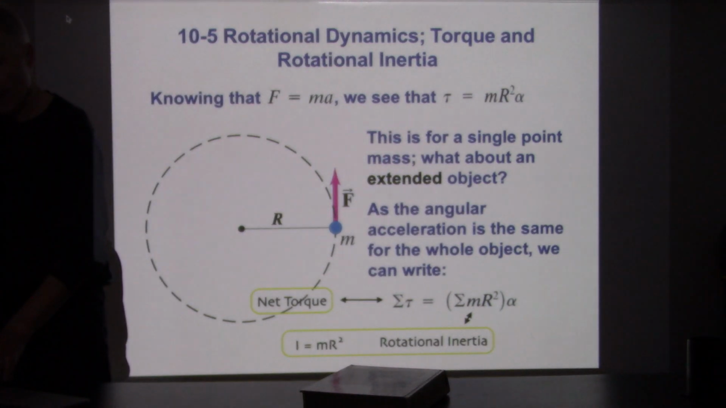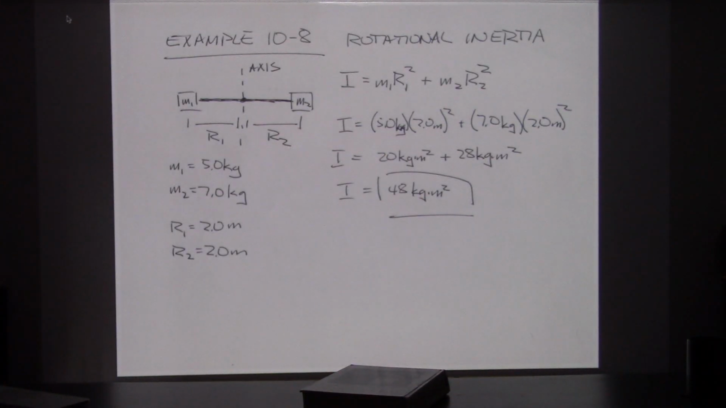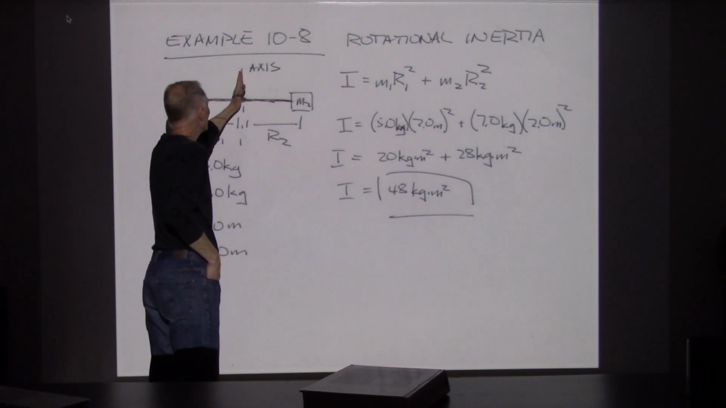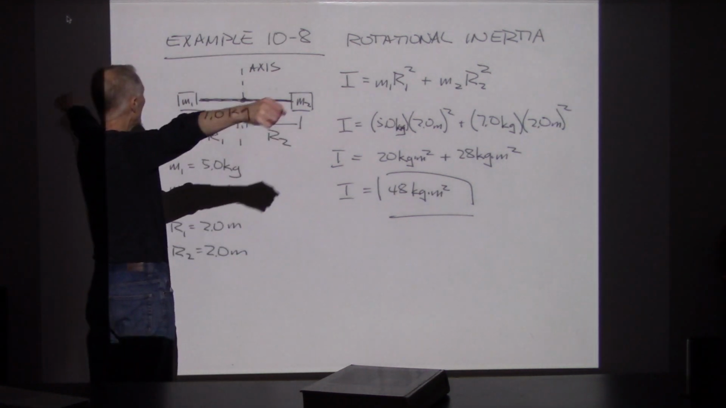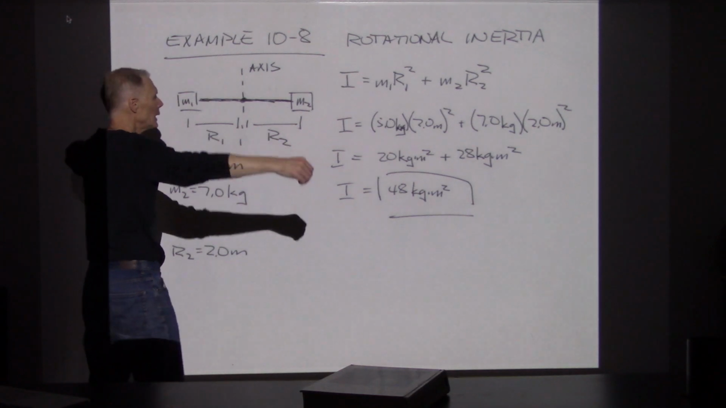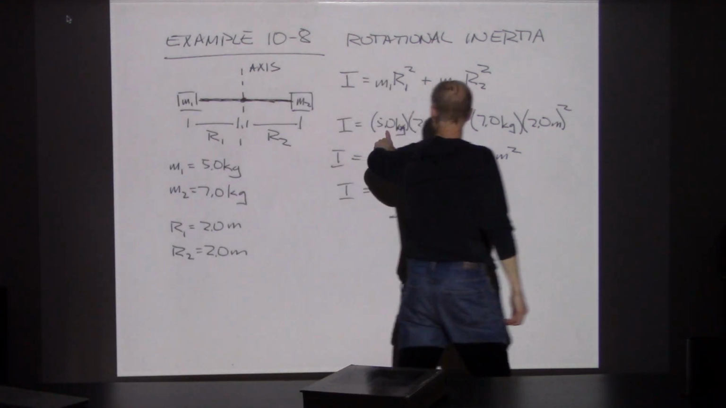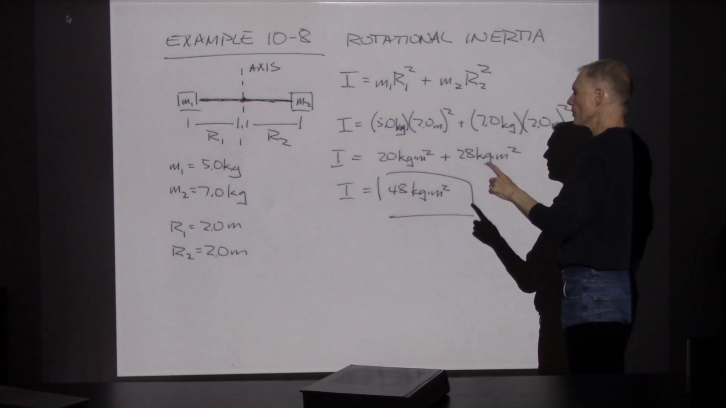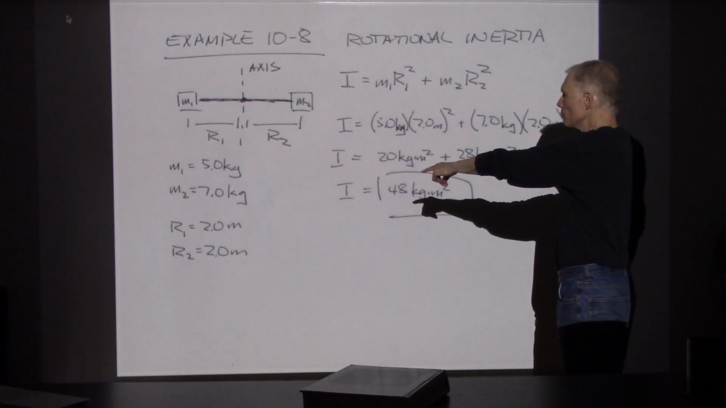So let's look at an example of that. Here is example 10.8. I'm calling it rotational inertia. Let's say that we have an axis of rotation here. Maybe this is my arm sticking out here with a textbook in each one. Ooh, 5 kilograms? No, I don't think the text is that much. And one's 7 kilograms. Anyway, the R1s and the R2s are both 2 meters.